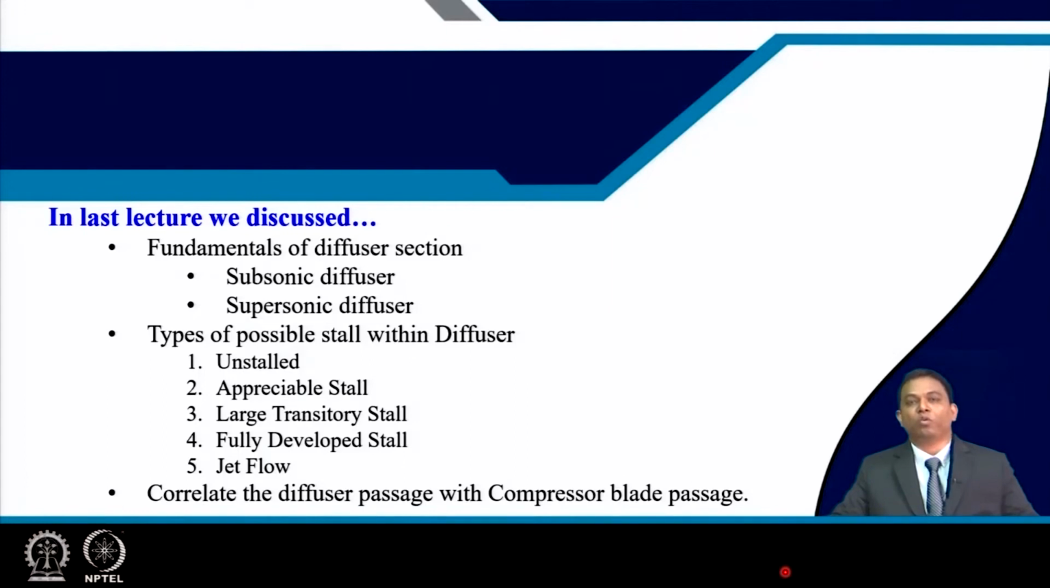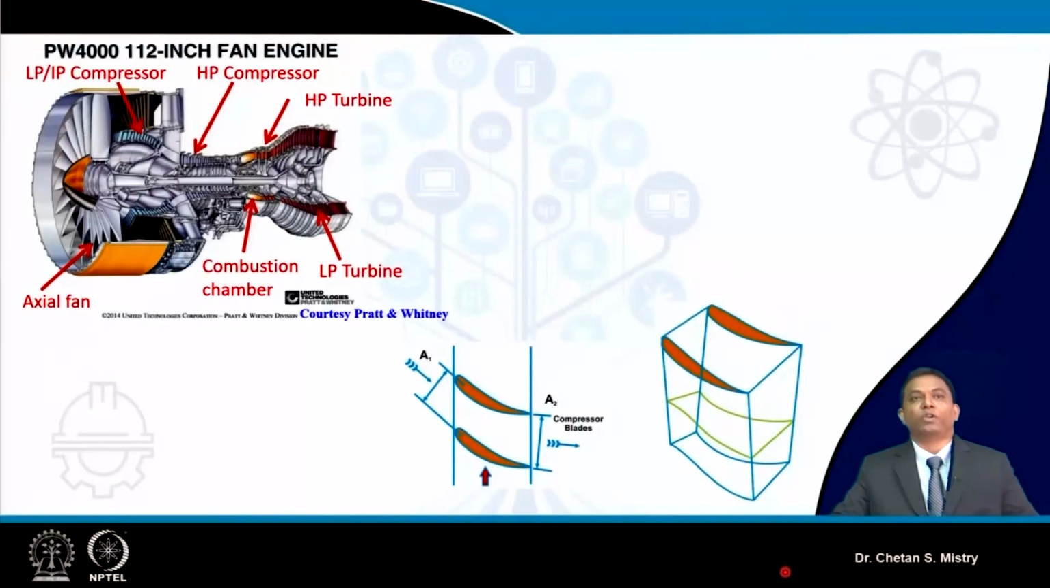Then slowly we moved towards comparing this diffuser section with our compressor blade, because we need to understand that the compressor is a device used for raising the pressure. So this is in line with what we are discussing from our fundamentals of aerodynamics, that is a diffusing passage. So let's move with this part.